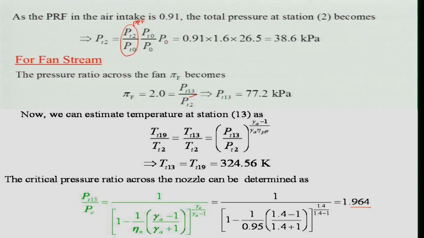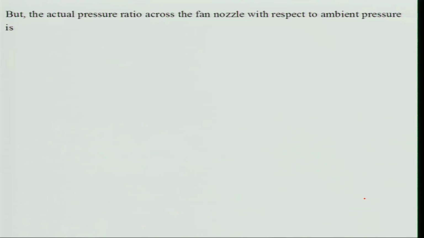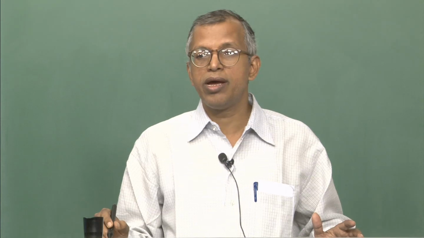So, now we need to find out what will be the pressure ratio, PT13 by PT naught. The actual pressure ratio across the fan nozzle with respect to ambient pressure will be PT13 by P naught. So, that will be 2.91. What is the meaning then? That means the pressure ratio across this will be higher.